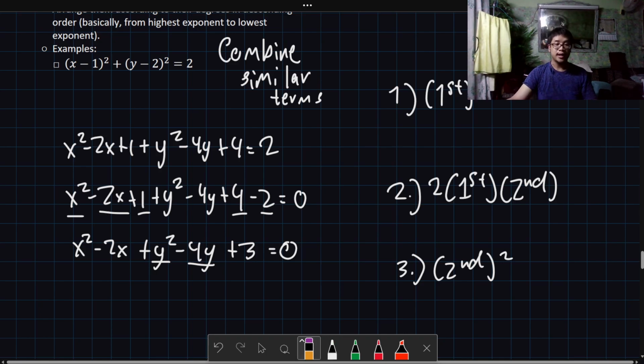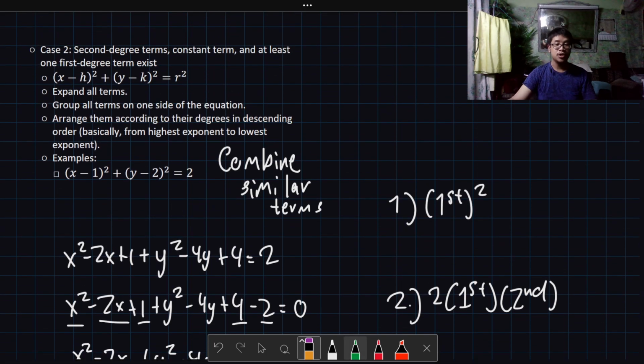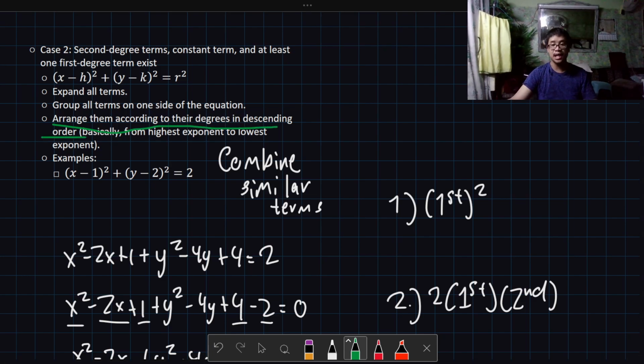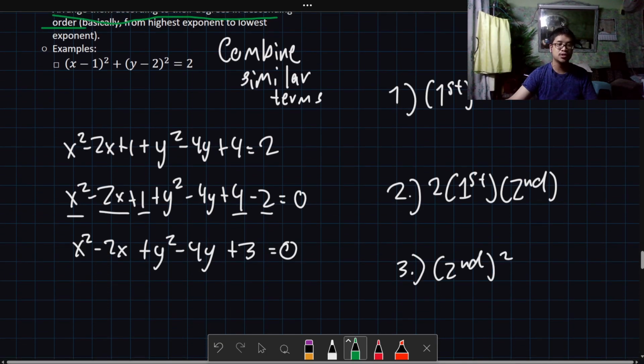Now, what are we going to do? The last step is to arrange the terms according to their degrees in descending order, basically from highest exponent to lowest exponent. So we have x squared plus y squared, and they should be in the first place.